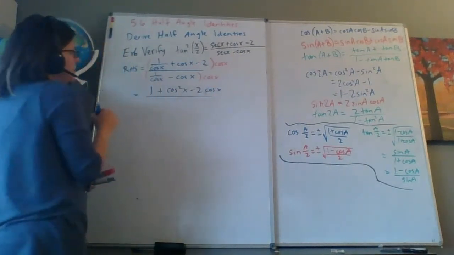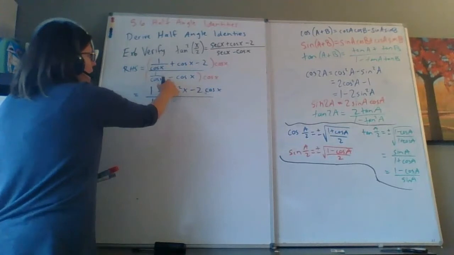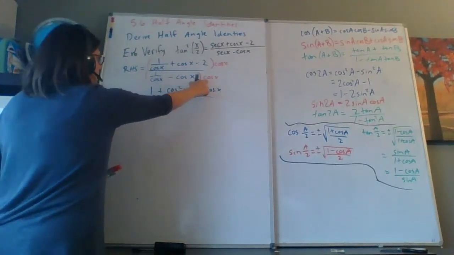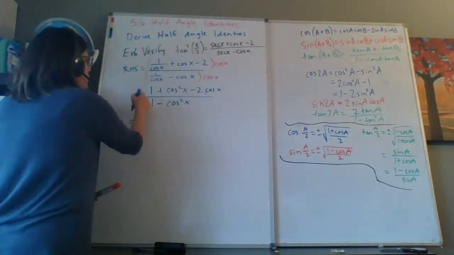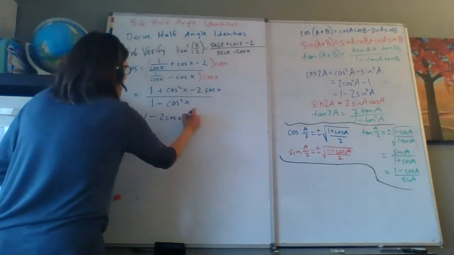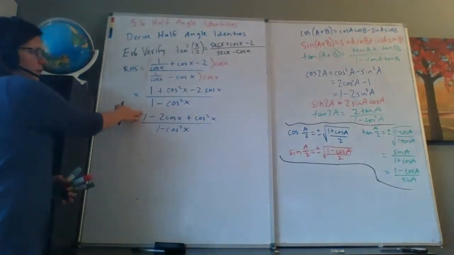On the bottom, cosine x over cosine x gives us 1, and the minus comes down. Cosine x times cosine x is cosine squared x. So I will reorder it so that it's 1 minus 2 cosine x plus cosine squared x. This way it's in the form of a perfect square trinomial.